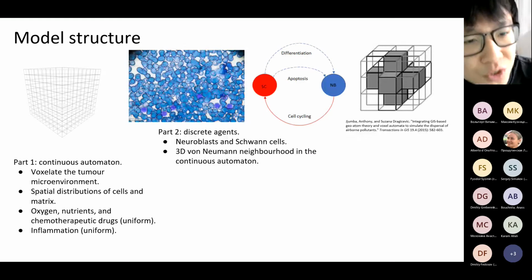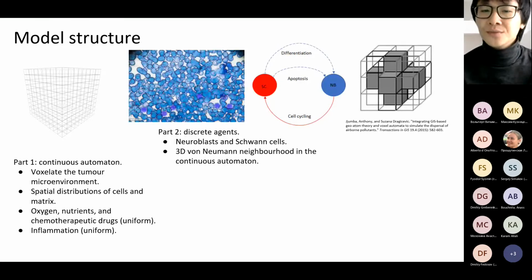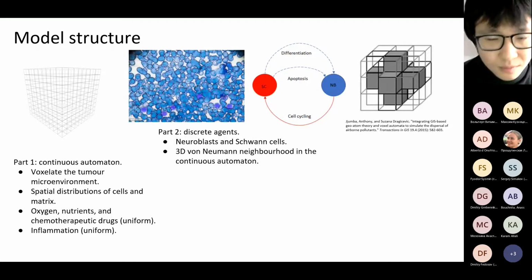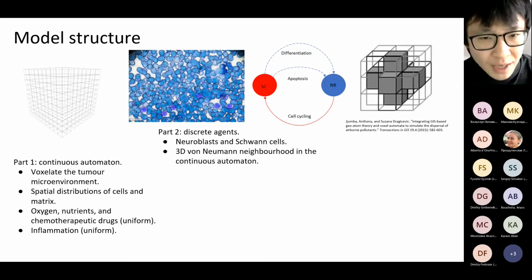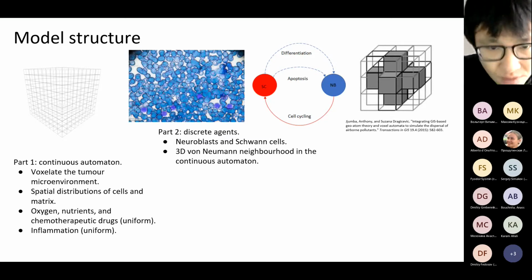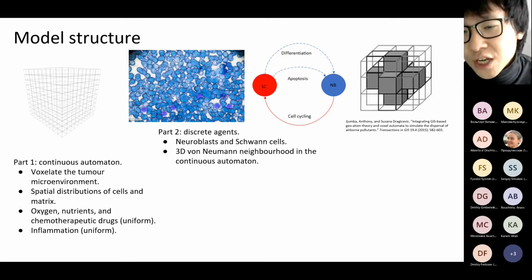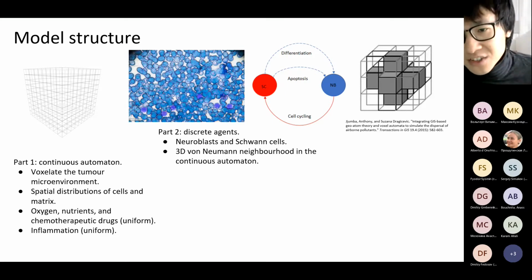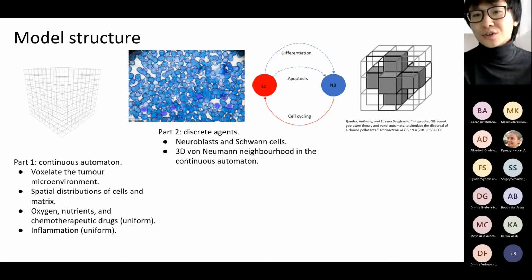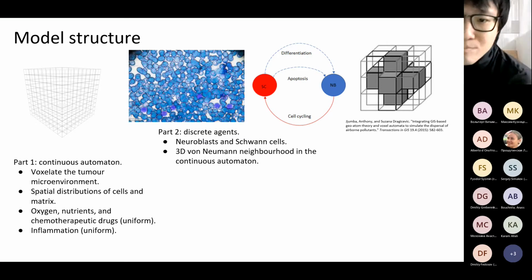Populating the continuous automaton are discrete software agents. I have 2 populations, neuroblastic cells and Schwann cells. I should point out that the 2 cell populations are the major components of neuroblastoma. The neuroblastic cells are the cancer cells, and the Schwann cells are the stroma cells making up the volume, and they interact. For example, Schwann cells promote differentiation and apoptosis in neuroblastic cells, and in the opposite direction, neuroblastic cells promote proliferation in Schwann cells. So it's a negative feedback loop.